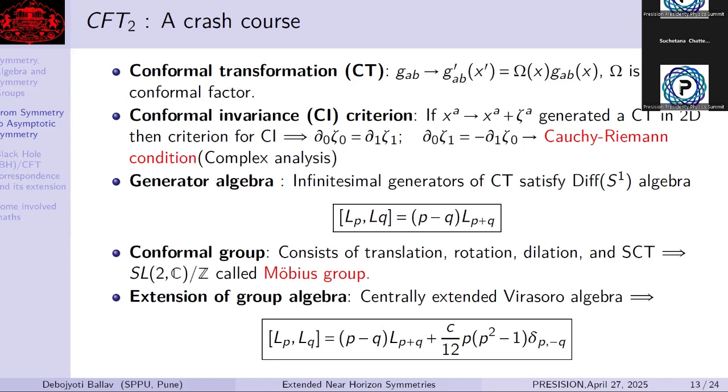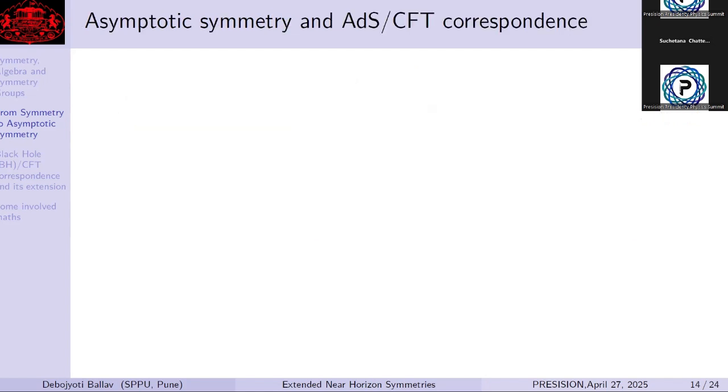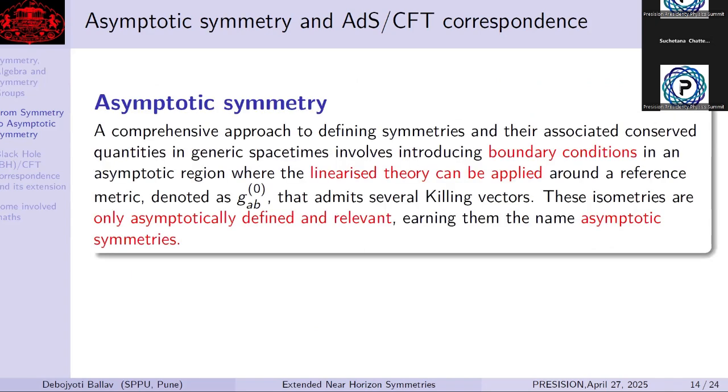So this is a typical understanding of a conformal field theory in 2 dimensions. Now I will come to the main aspect of it, which is asymptotic symmetry. That is a comprehensive approach to defining symmetries and associated conserved quantities in generic spacetime, involving some introduction to boundary conditions. And in those boundary conditions, we apply a linearized theory.